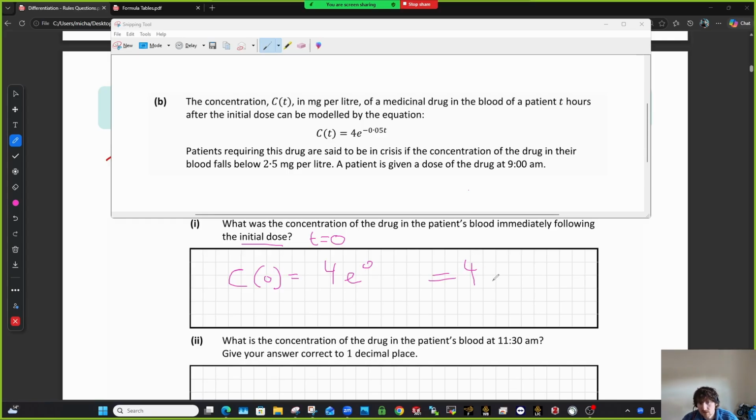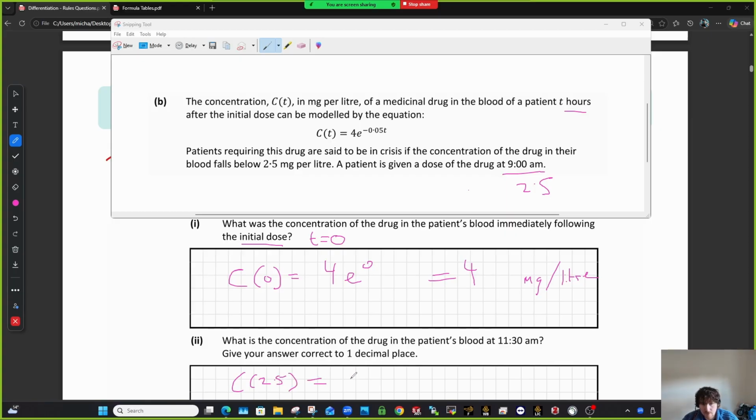Now this thing has units, you've got to be careful here. You were told it has units of milligrams per liter, so you'd actually lose marks if you didn't write that down. It has units, so read your question carefully. What is the concentration at 11:30 a.m.? Well, t is probably in hours, is it? It is, yeah. So how many hours pass between this? So it's 2.5 hours. So you just go C of 2.5 here.